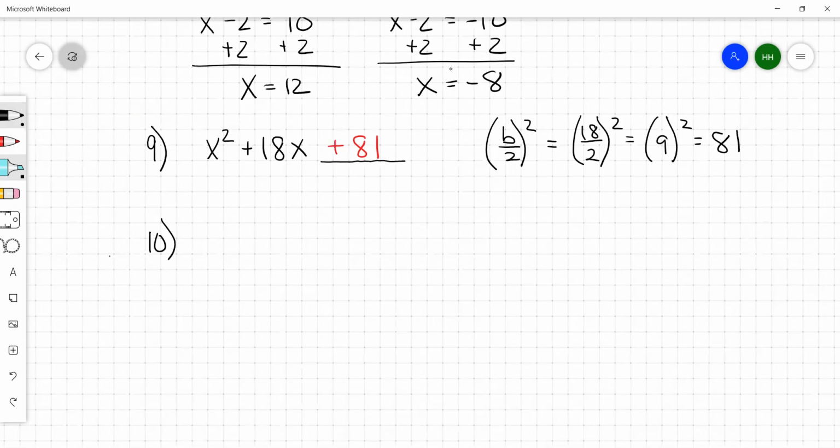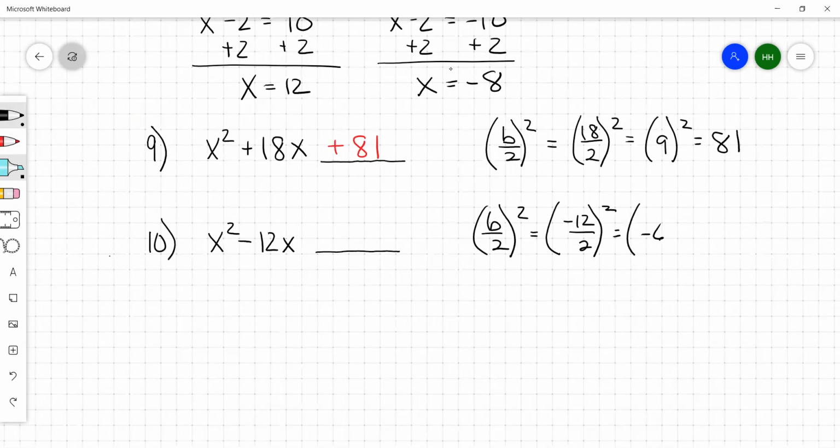Number 10 is the same question. X squared minus 12x. What completes the square? Take b divided by 2 and square it. That is negative 12 divided by 2 squared. Negative 6 squared, which is 36. So positive 36 completes the square.